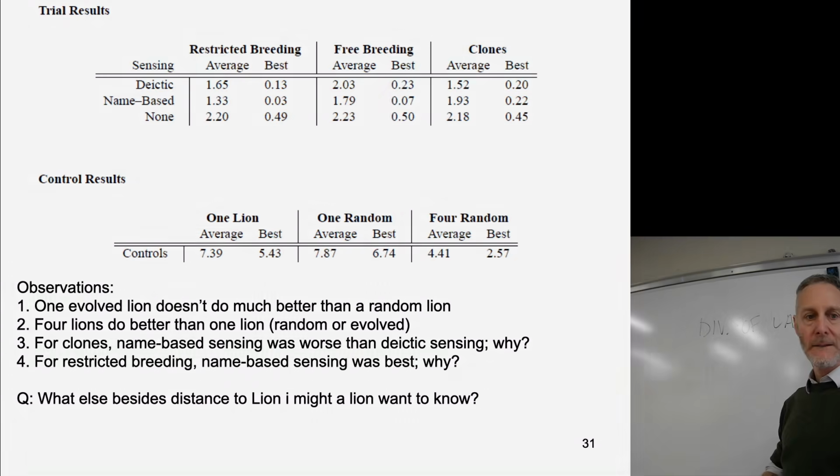Yeah, the restricted breeding isn't that much better than the cloning. Is it significantly harder to compute or harder to implement? It seems like the cloning would be easier and works almost as well. It's almost as well. Almost as well. So it's kind of diminishing returns here, right?